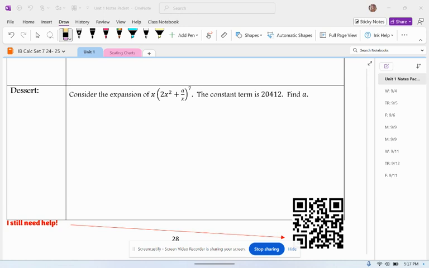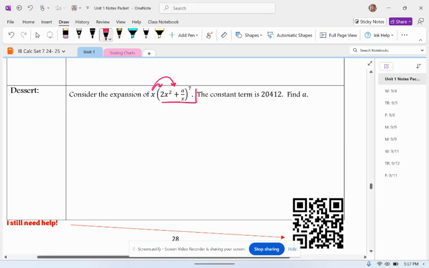Okay, let's consider the expansion of x times (2x squared plus a over x) to the 7th. The constant term is 20,412. Find a. Okay, so I have x being distributed to whatever this expansion ends up being.